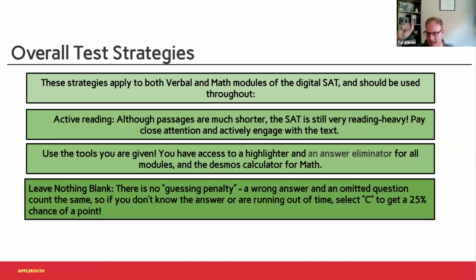Just go A, or C, C, C, C, C. And then just probability wise, right? This is a good test taking strategy because you'll probably get at least one of those right, maybe more if we're lucky. And that could be a big difference, right? It could be the difference between a 690 and a 710 on verbal, for example.